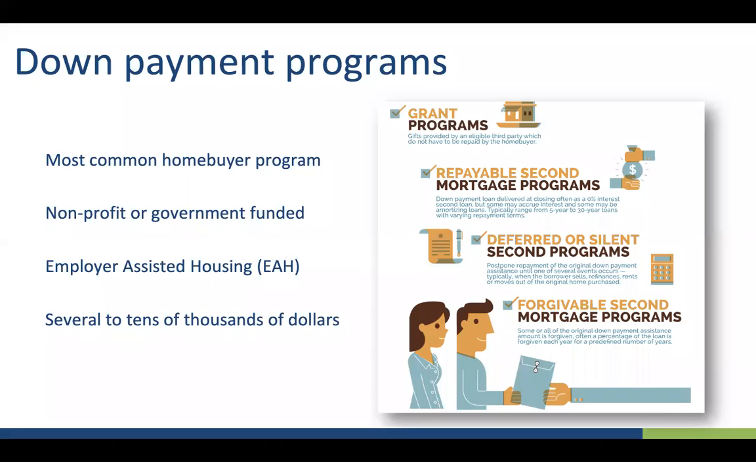Now, there are many different variations of all of these scenarios. We can't get into all of that detail today, but the big point here is down payment assistance programs come in many repayment forms. Some are grants, some have to be repaid, many are deferred, and a lot of them are ultimately somehow forgivable, or in some capacity forgivable.